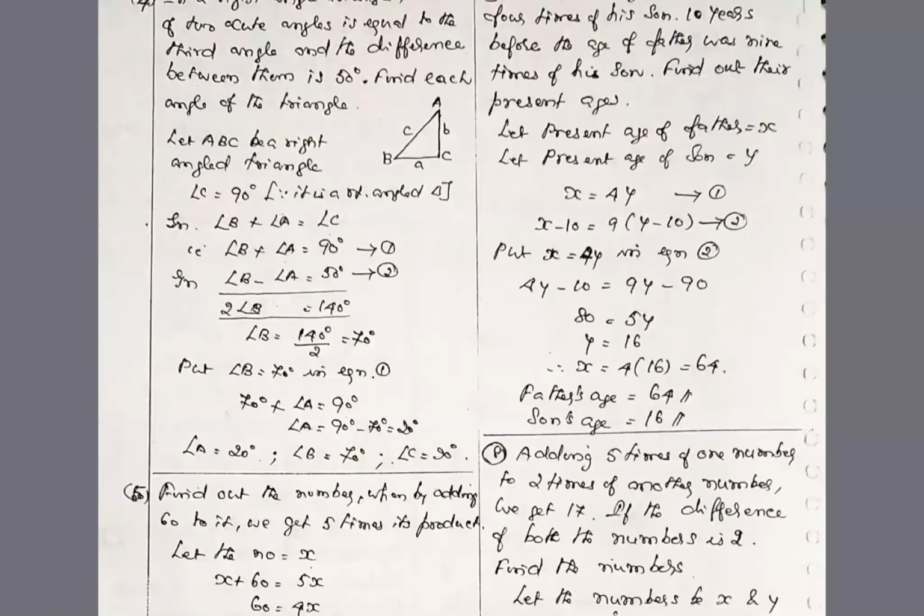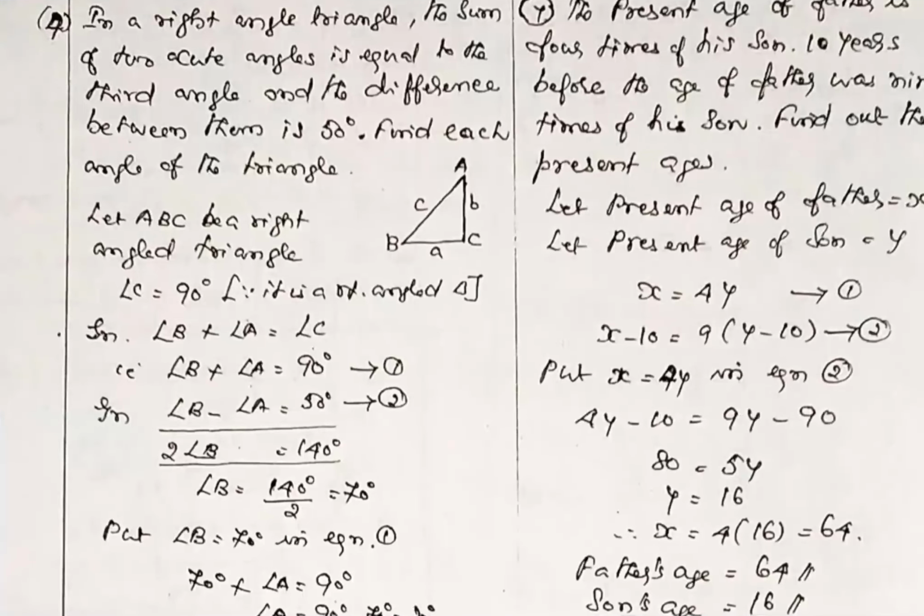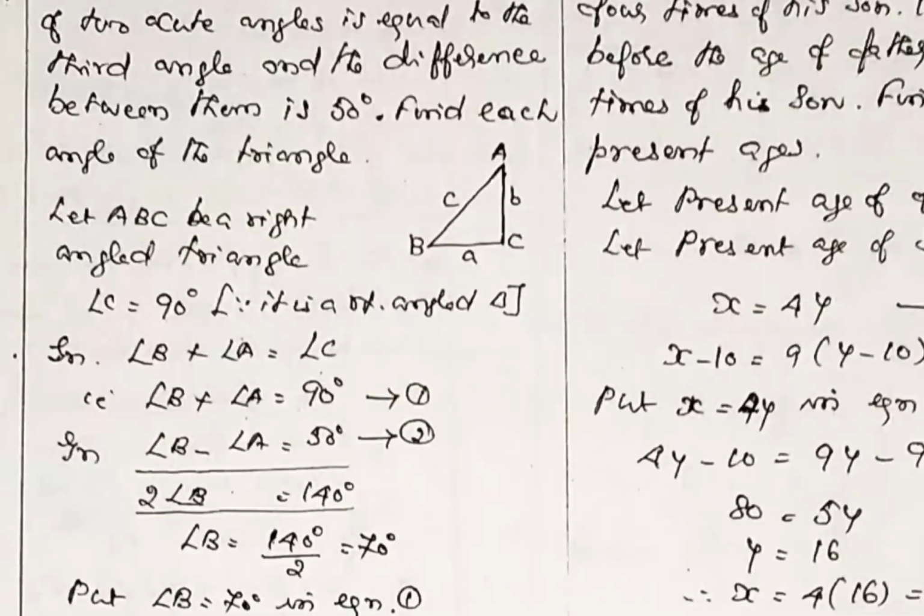Then problem number 4. In a right angle triangle, the sum of two acute angles is equal to the third angle, and the difference between them is 50 degrees. Find each angle of the triangle. The right angle triangle means automatically, from the figure, angle C is 90 degrees. So you see the step: let ABC be a right angle triangle. So automatically angle C is 90 degrees. They are asking all the angles. Find each angle of the triangle.